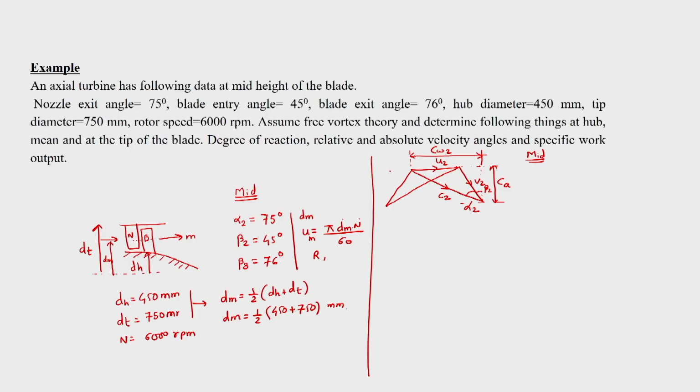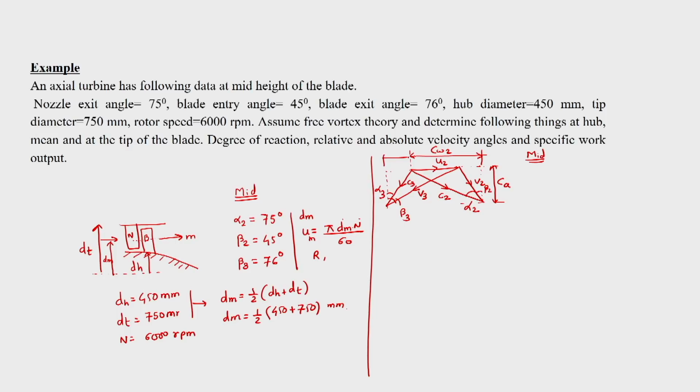Similarly, if we go to the outlet velocity triangle, then for the outlet velocity triangle, this is V3, this is C3, and then we have this as alpha 3, and this as beta 3.